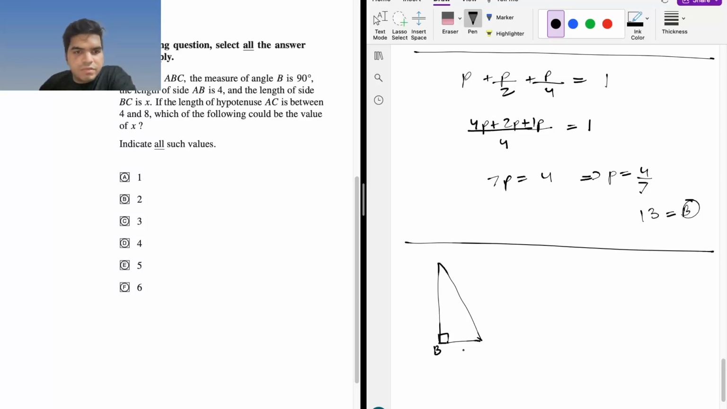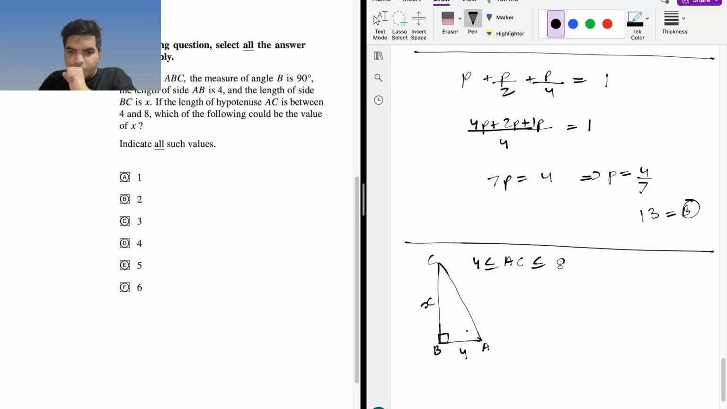This one seems smaller, so I'll put A here, the 4. Length of side BC is X. If the length of hypotenuse AC is between 4 and 8, which of the following could be the value of X? Now, X is asked, and it is told that AC belongs between 4 and 8.